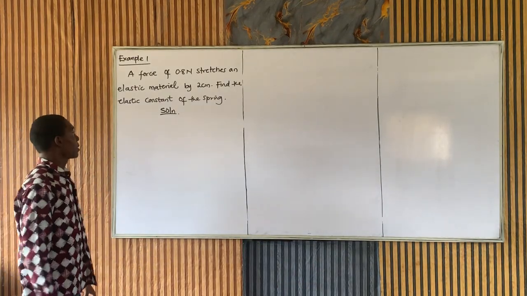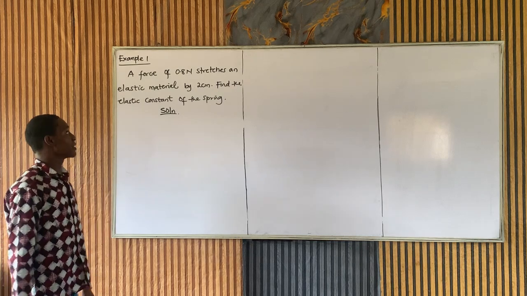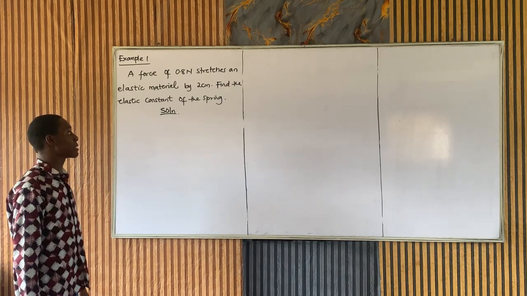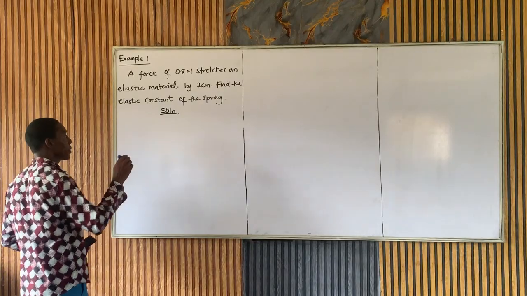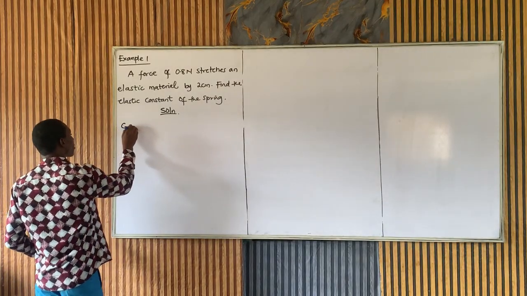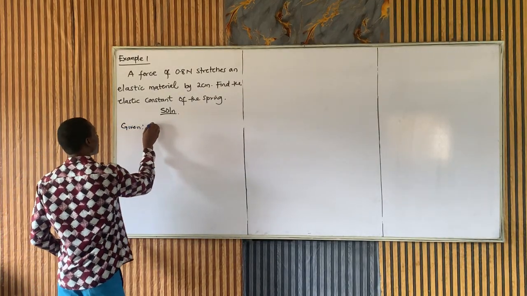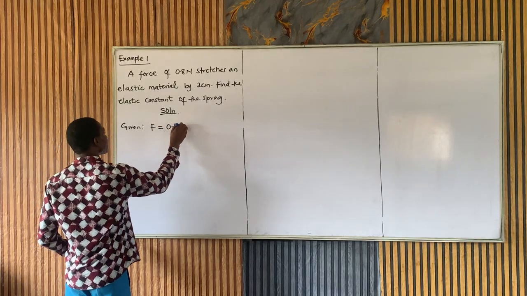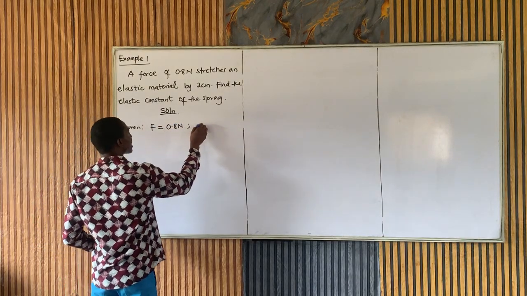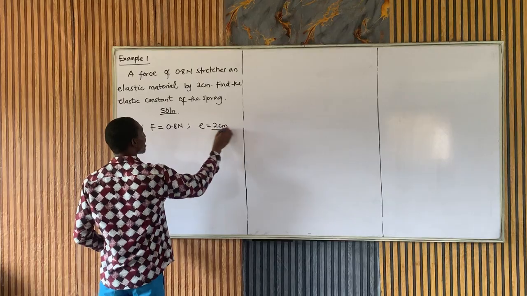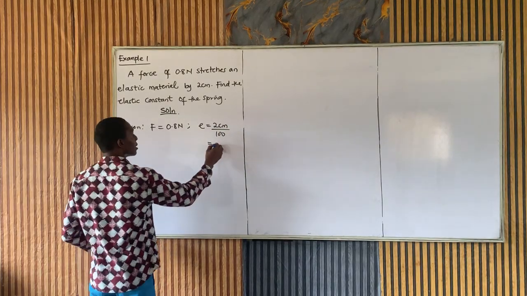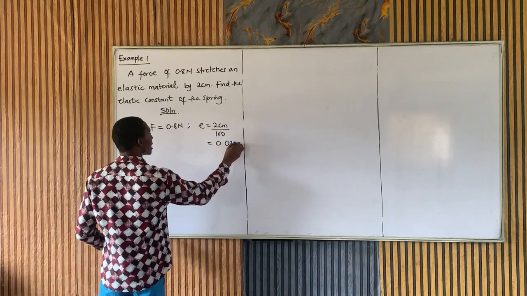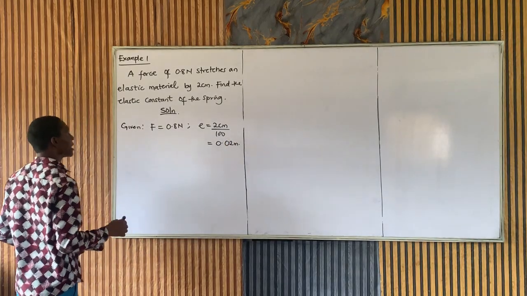Example 1. A force of 0.8 Newton stretches an elastic material by 2 centimeters. Find the elastic constant of the spring. We are looking for the K. Now, first of all, we have to write out our given. The force is equal to 0.8 Newton. The extension is given as 2 cm divided by 100, so that you can convert to meters. This is 0.02 meters.